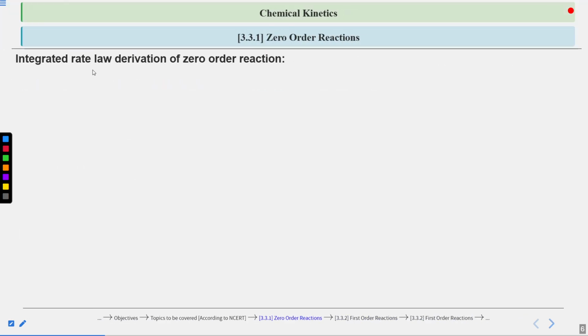Now, the integrated rate law derivation of the zero order reaction. For zero order reactions, the rate is defined as minus dR by dt equals k times R to the power 0. We just have seen, right? For a zero order reaction, we consider the rate as k times R to the power 0.